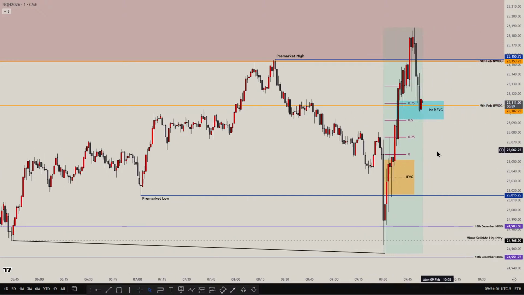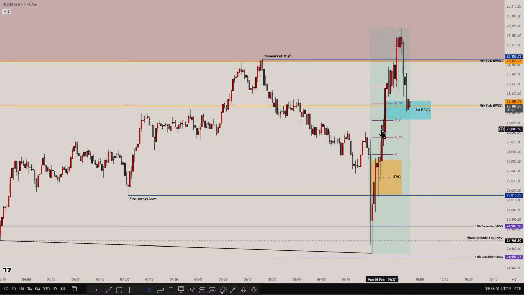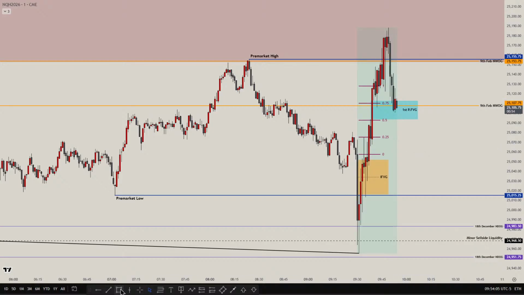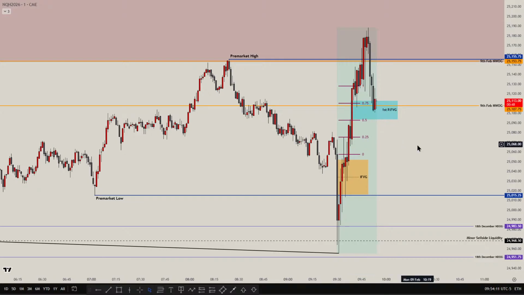Bullish order block at 0.25. Yeah, the first presented one as well. I'm not going to annotate it just because it's going to be too much, but it's nice to know about.